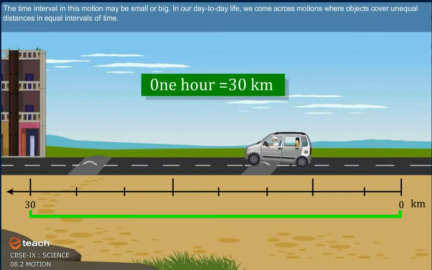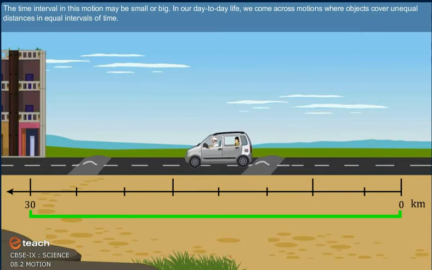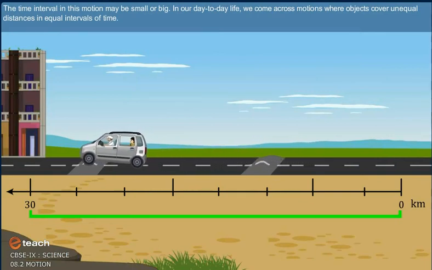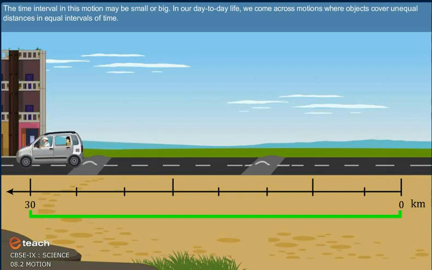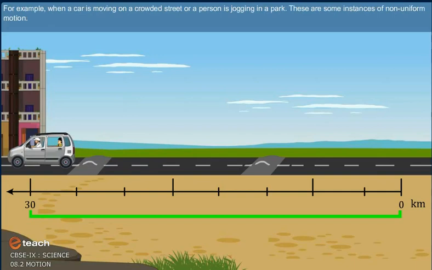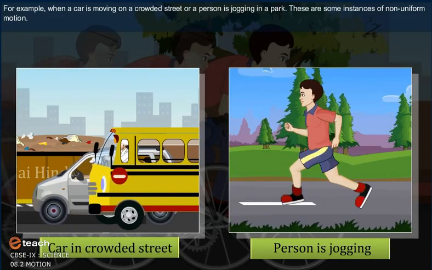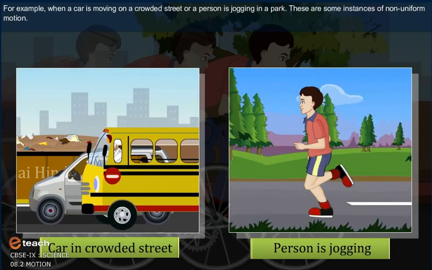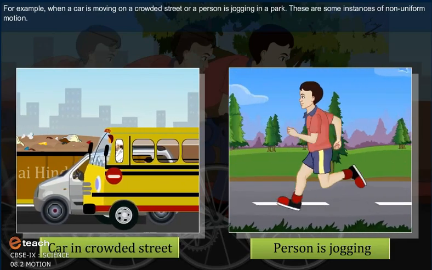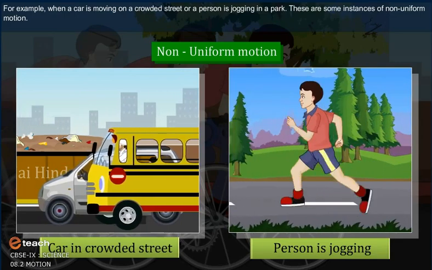In our day-to-day life, we come across motions where objects cover unequal distances in equal intervals of time. For example, when a car is moving on a crowded street or a person is jogging in a park. These are some instances of non-uniform motion.